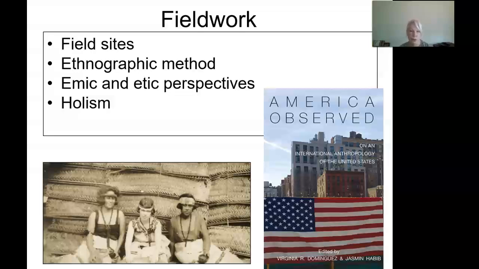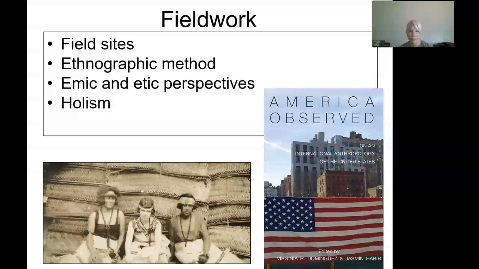And Margaret Mead's work in Samoa is an example of that sort of classic cultural anthropology fieldwork, where she embedded herself in a community outside of the U.S. and tried to learn from people there about everyday life.